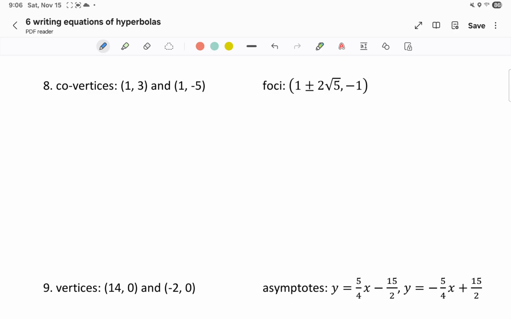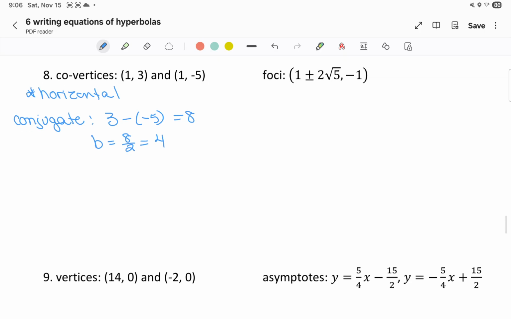And so then on number 8, we have coordinates of co-vertices and of foci. So if we look where our movement is in the y's, this actually tells us that we're horizontal. And then for our distance, that conjugate axis, we are going to have 3 minus a negative 5, which is 8. So b is going to be 8 over 2, which is 4.